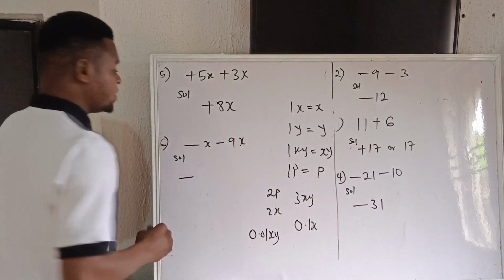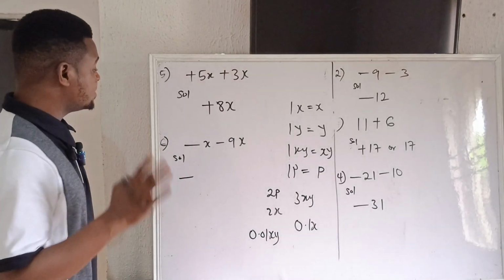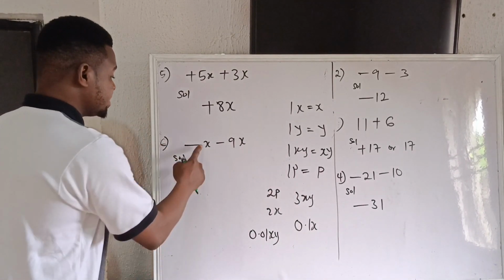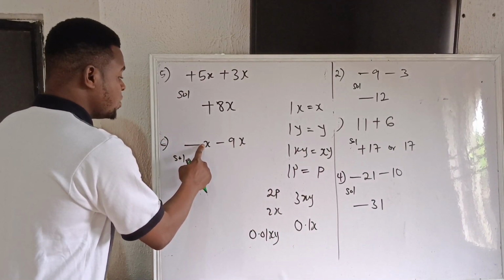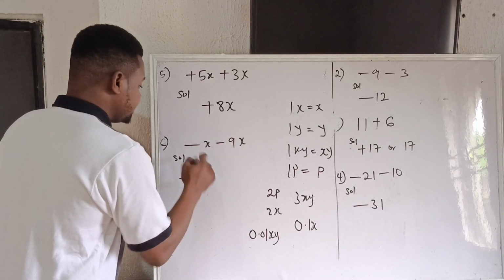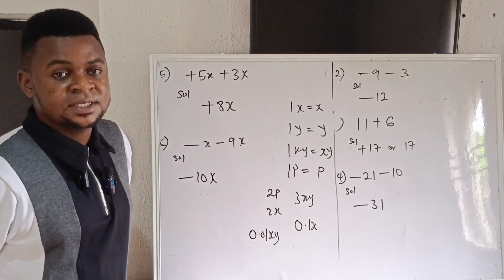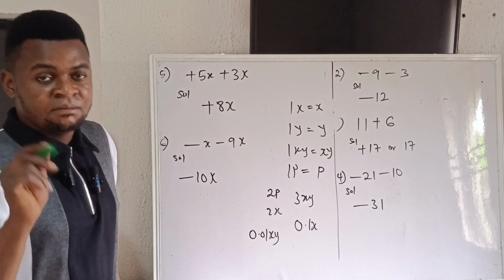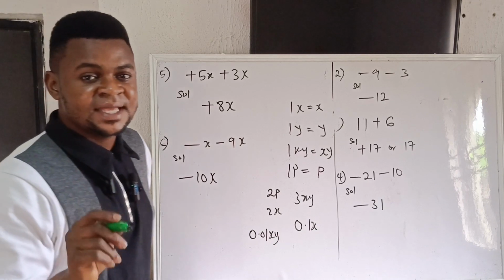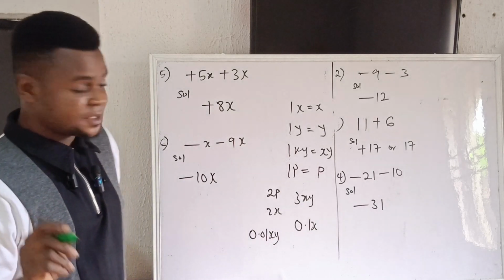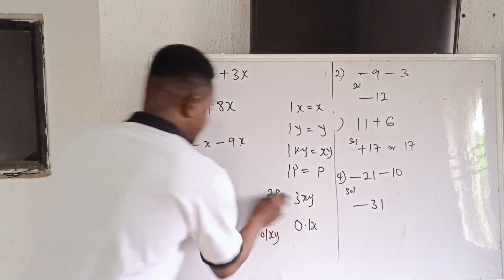So I'm going to pick one of their similar signs, then I'll add both numbers together. Since these guys have an invisible 1 plus 9, that gives us 10, then I'll put back my x. So this becomes minus 10x. And note, minus 10x is not the same as 10x. Take note of that. Okay, so let's look at another example.